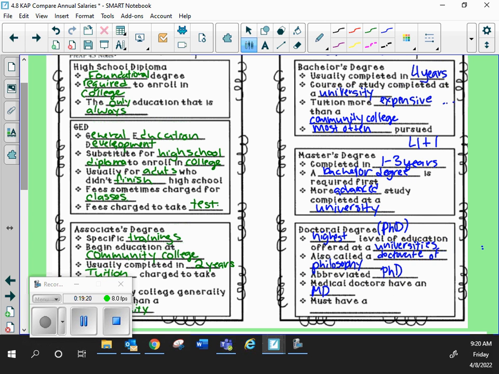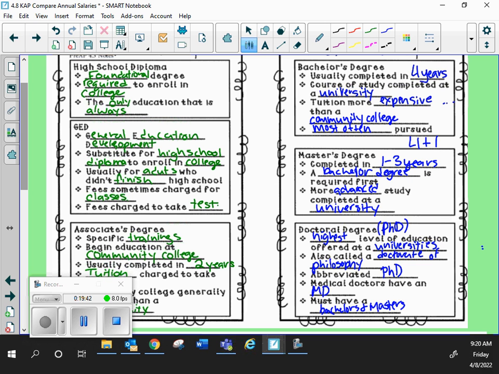And in order to get a doctorate, you have to have your bachelor's and your master's, and then you get your PhD. So you must have a bachelor's and master's. And that's when you get to add extra letters at the end of your name.